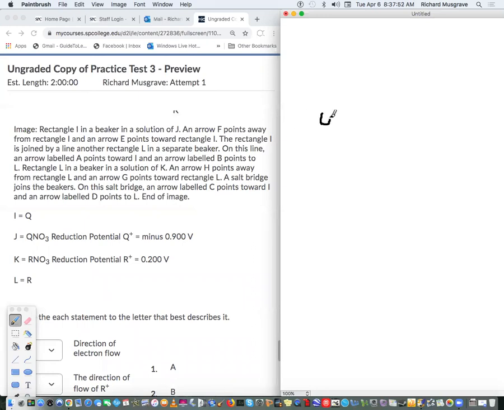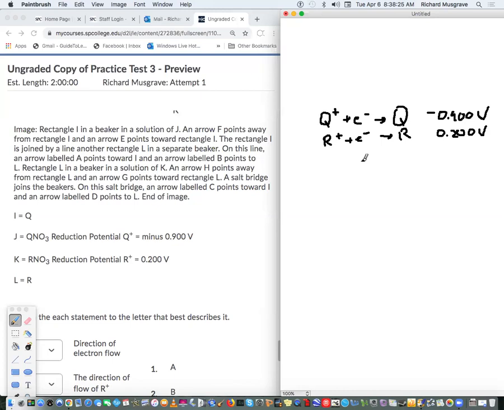And then write them out. What I would do is write Q plus an electron. You have to write them as reductions, which means the electrons have to be on the reactant side. So Q plus an electron, and you know that it's minus 0.900 volts. And the other one is R plus an electron, and that gives R, and that's going to be 0.200 volts.